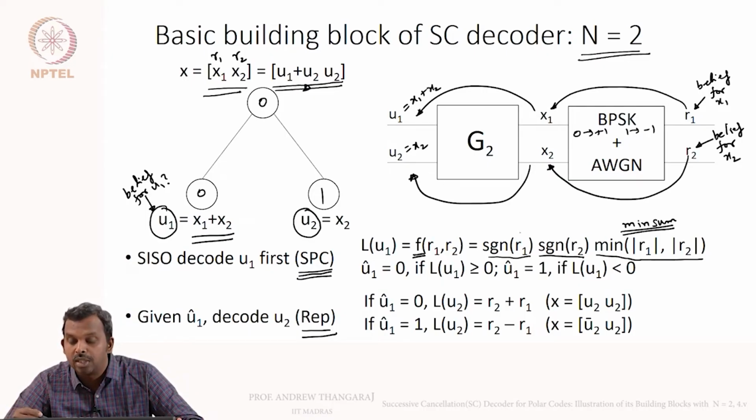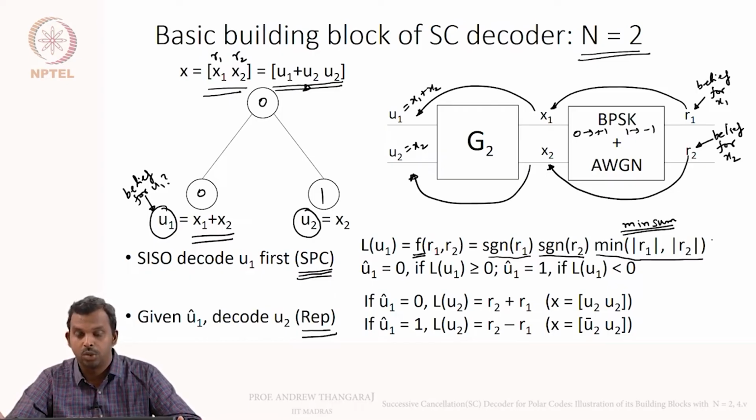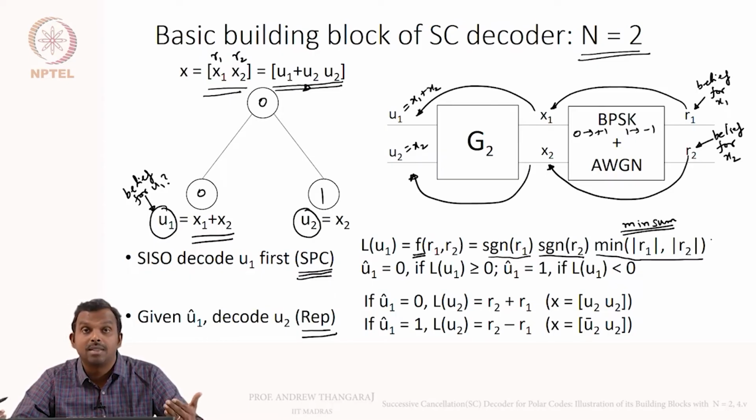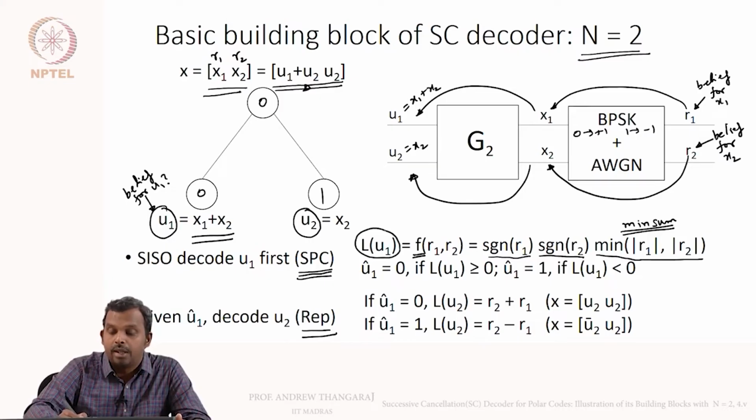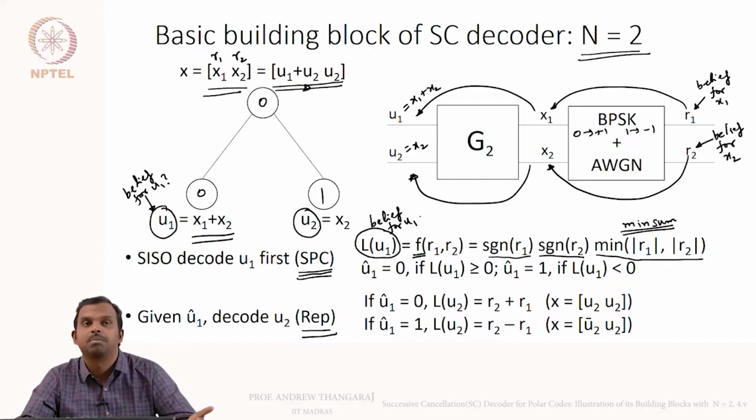f of R1, R2 is the sign of R1 multiplied by the sign of R2 multiplied by the minimum of the two absolute values. This is something important, so note it down. You can see that this is just the single parity check code. So this is your belief for u1. I'll call it L of u1, and it's obtained using the min sum.